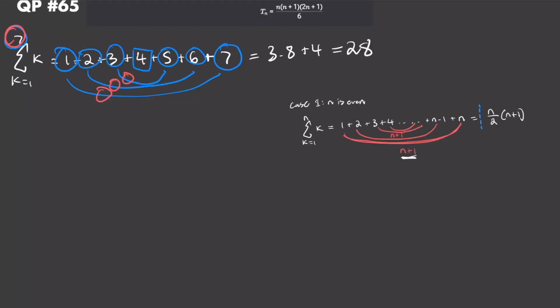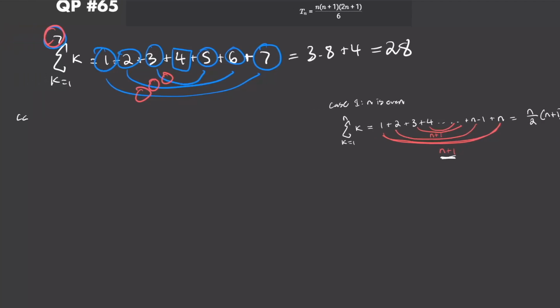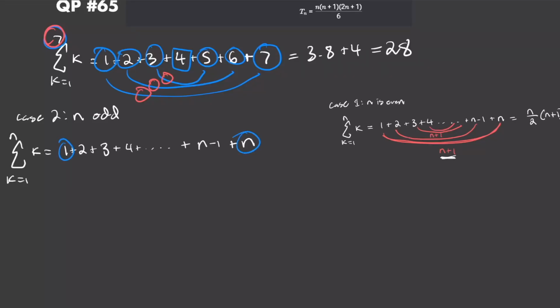Okay, ran out of space there, but this is the formula that I got when n was even. So now let's just do it when n is odd. So case 2 is going to be n is odd. When n is odd, we can still pair off the first and last elements like so, and it's still going to sum up to n plus 1, but then when I get to my middle element, I'm not going to be able to pair it up.